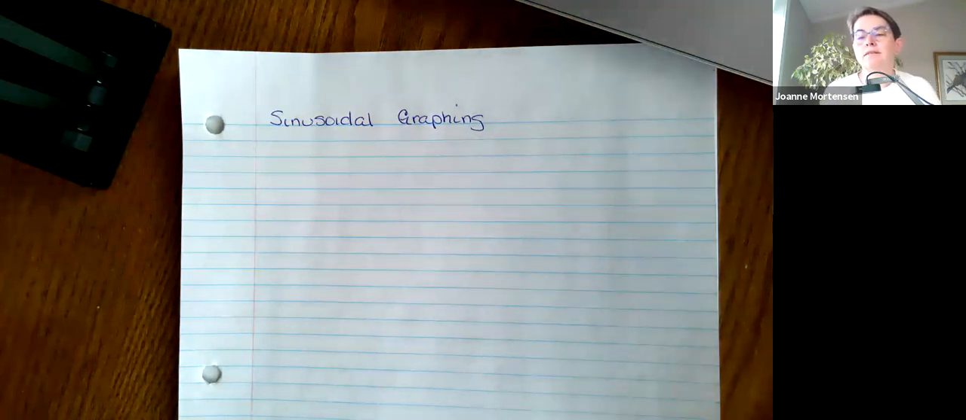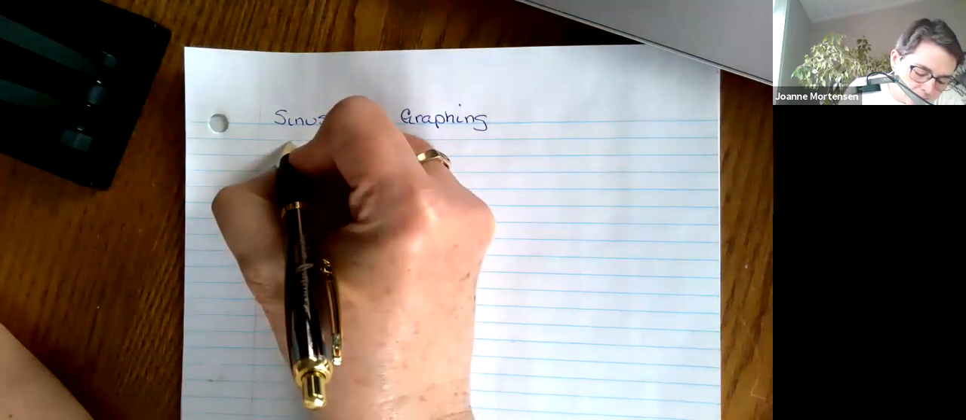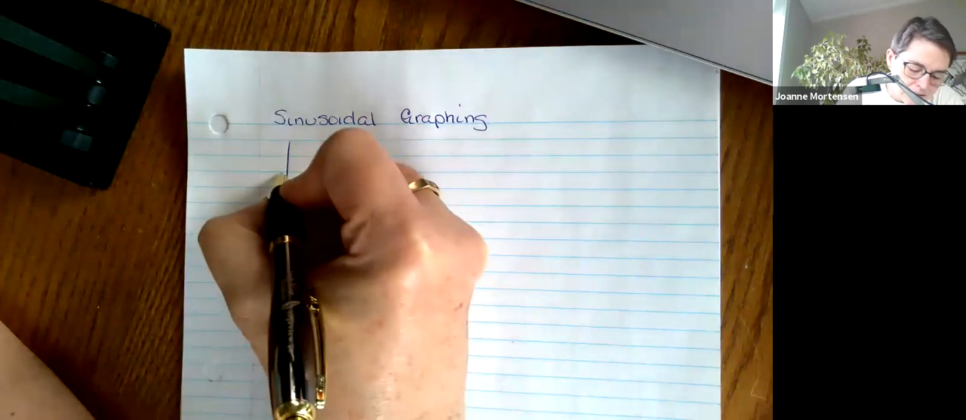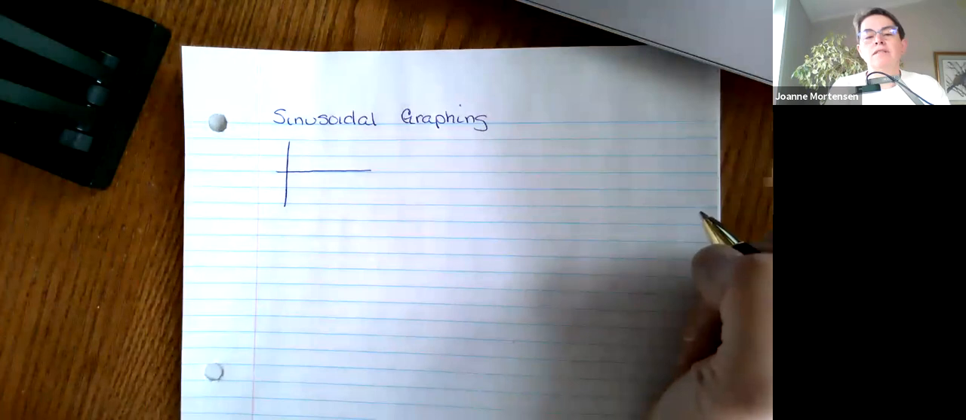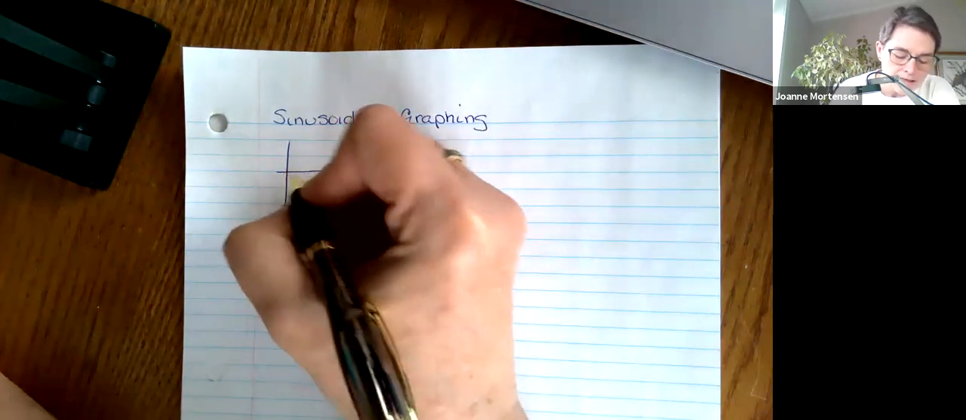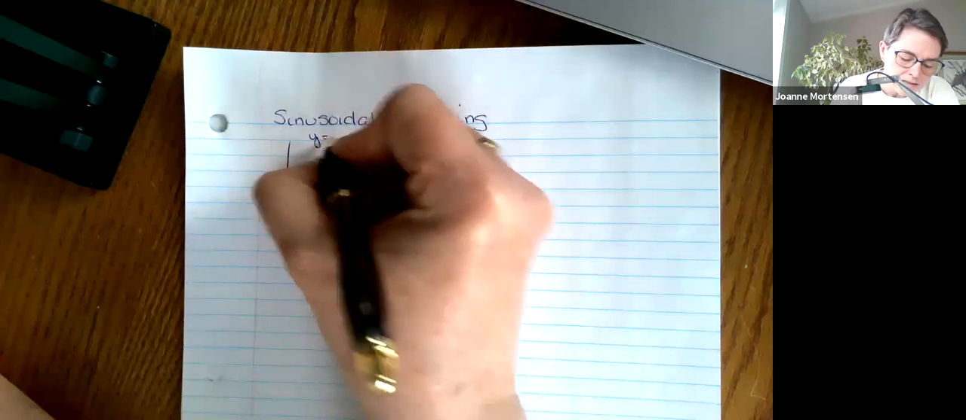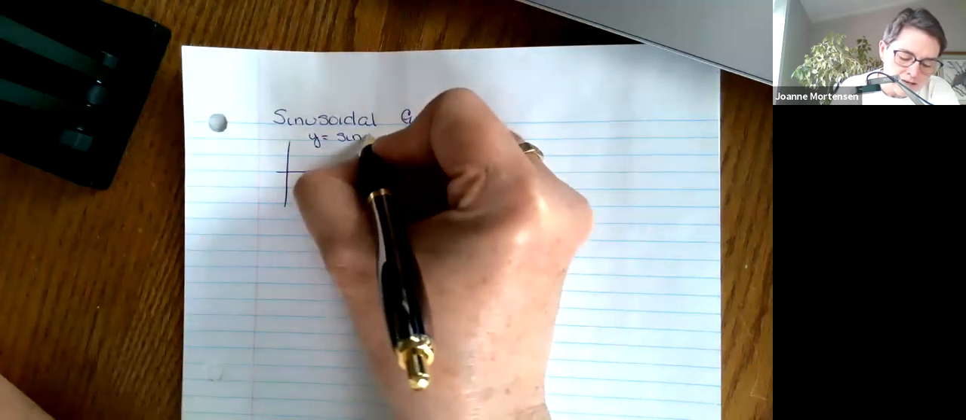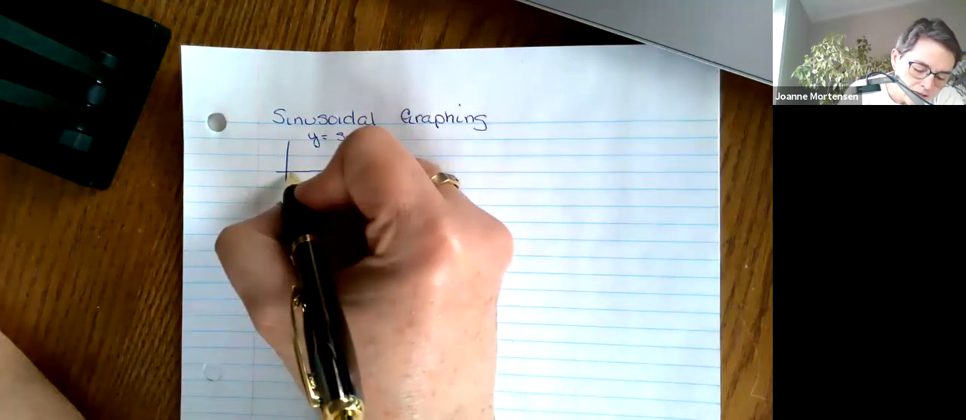Okay, so here's the scoop. What we have are two types of graphs we have to worry about. The first one is a sine graph. By the time you're watching this, we've probably done this enough in class that you're pretty familiar with it. It's y is equal to sine x. So that's where the sinusoidal comes from. And it's a cute little graph.